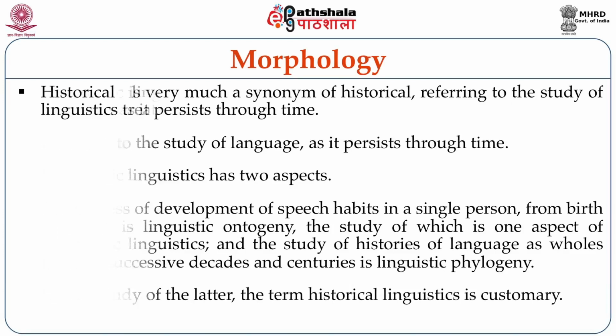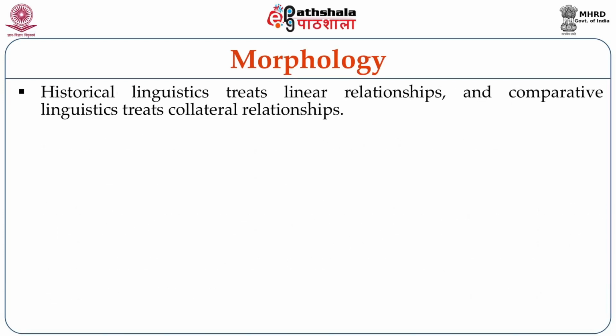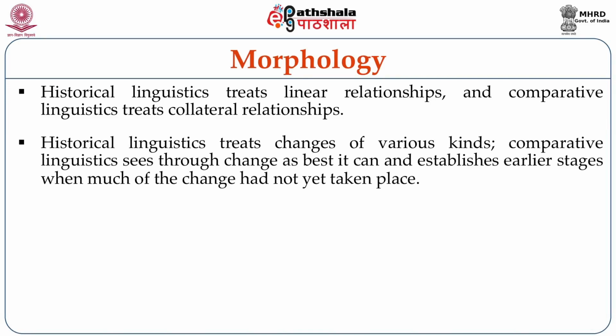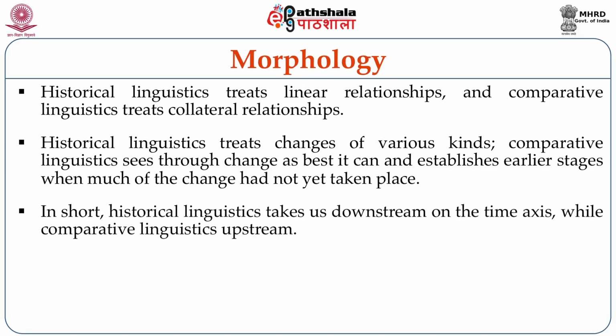Historical linguistics treats linear relationships, and comparative linguistics treats collateral relationships. Historical linguistics treats changes of various kinds. Comparative linguistics sees through change as best as it can and establishes earlier stages when much of the change had not yet taken place. In short, historical linguistics takes us downstream on the time axis, while comparative linguistics goes upstream.